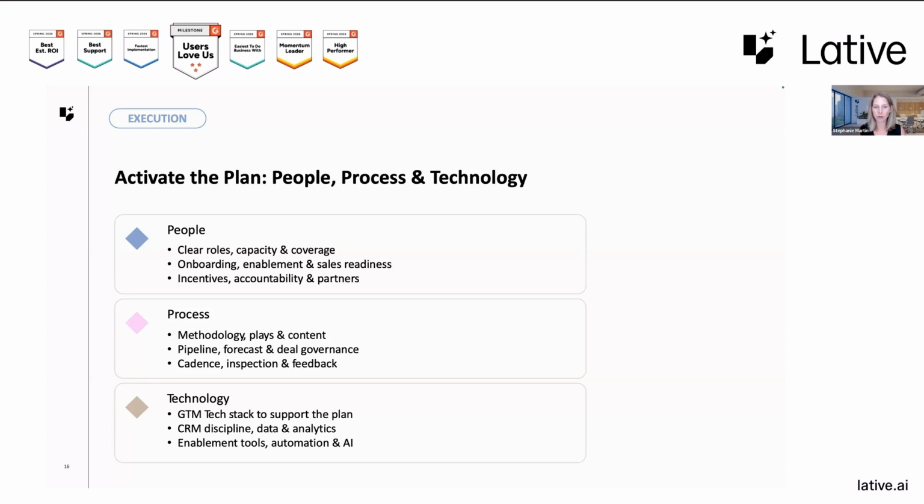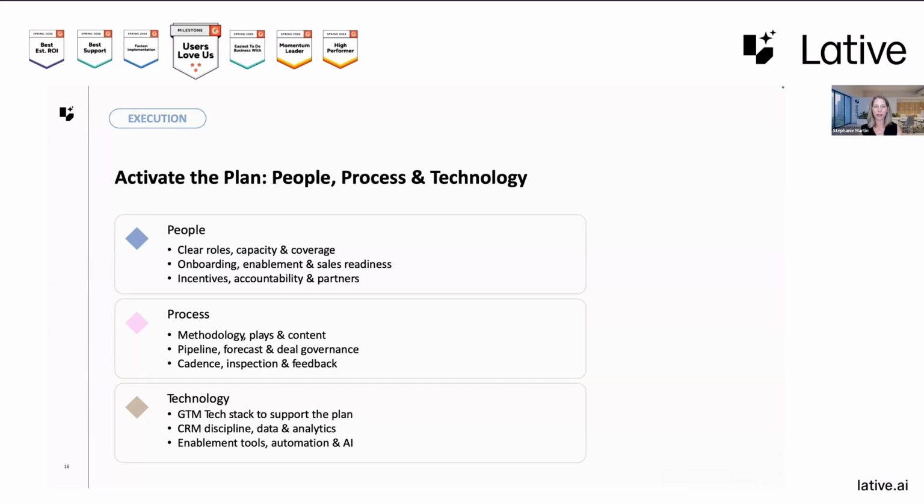First of all, the people. Who do we put into the different roles? What roles do we have for starters? What roles do we need to make this happen? What types of people profiles do we want to put into those roles? How many of those people do we want to put in the various places? And what are they going to cover? Accounts, territories, that type of thing.